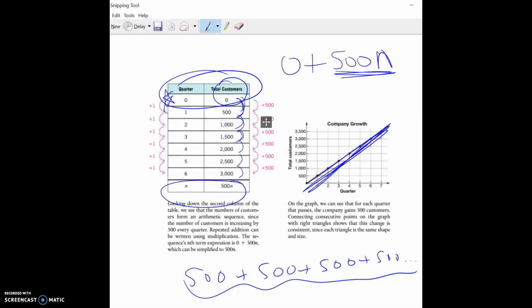If this was multiplication, then we would repeat multiplication, then we'd have an exponent there. But this is definitely linear. All right, let's look at the next page.